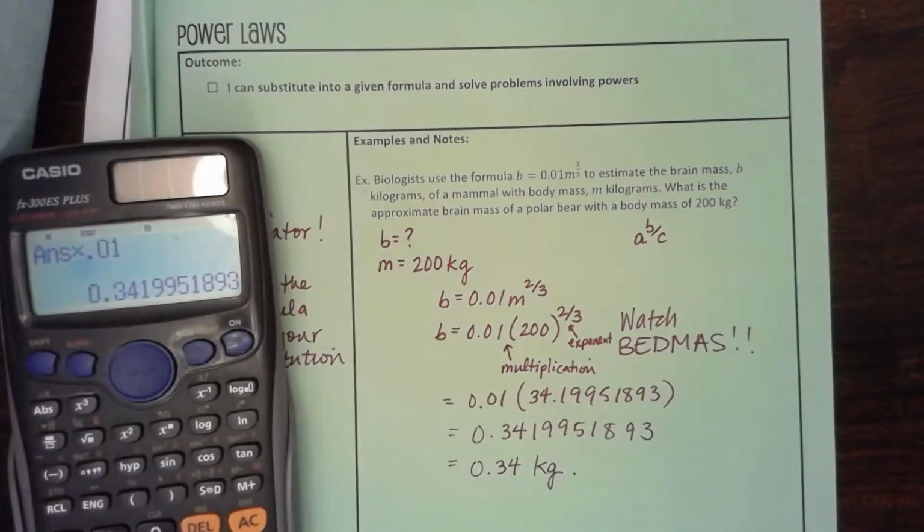All right, so polar bear does not have a very heavy head. His brain's only 0.34 kilograms. Okay, so make sure your calculator can get you to the same answer, and make sure you're using correct order of operations and you're showing your substitution. Okay, right on, guys.